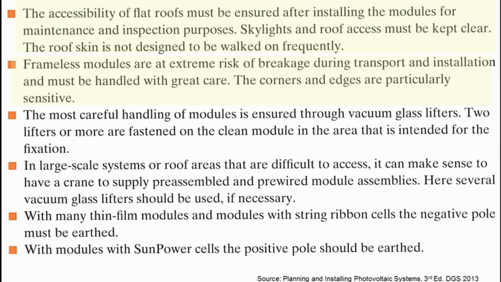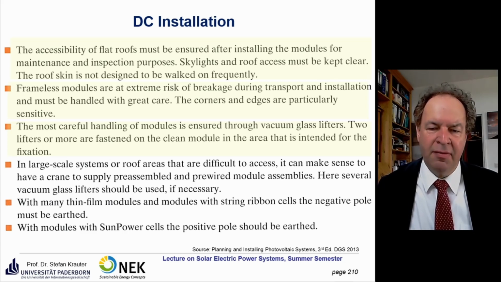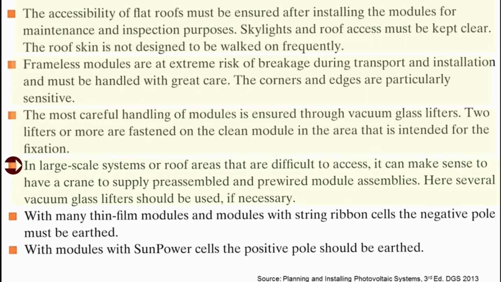I think that's clear. The most careful handling of the modules is ensured through vacuum glass lifters. Two lifters or more are fastened to a clean module in the area that's intended for the fixation. If you are in dusty areas, you have to make sure that the glass area is cleaned before, otherwise these vacuum glass lifters won't work. In large-scale systems or roof areas that are difficult to access, it can make sense to have a crane supply robots with pre-assembled, pre-wired module assemblies.